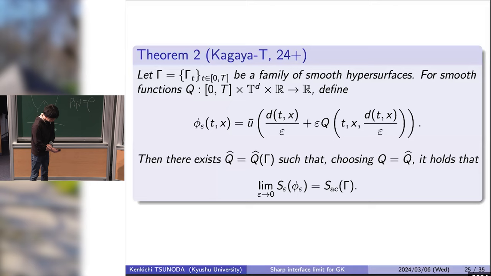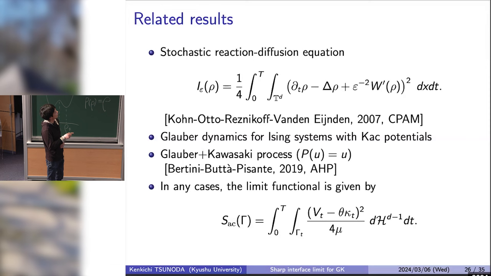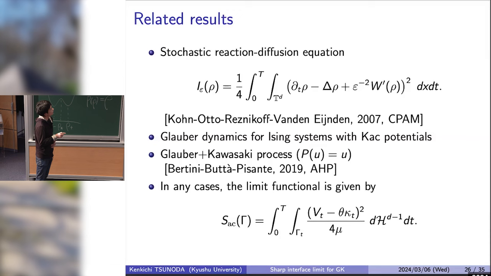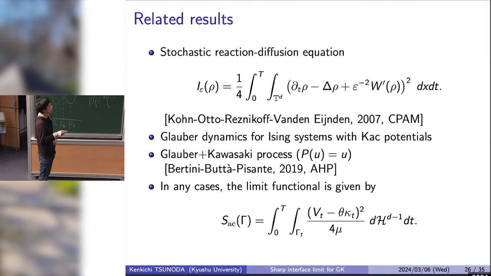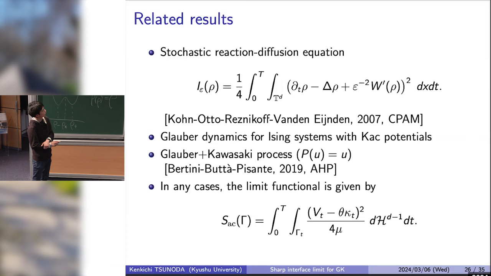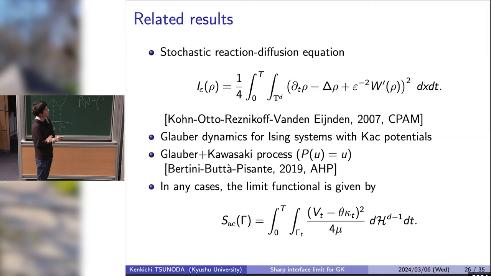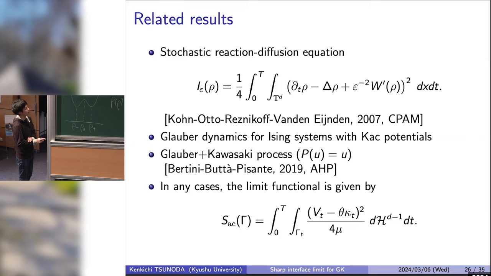Let me explain some related results. This problem was first studied for this function. This energy corresponds to the large deviation rate function of the stochastic Allen-Cahn equation. Under a suitable setting, if we take epsilon to zero, the same limit appears also in their case, converging to this function with some constants determined from its model. It has been done in their paper.